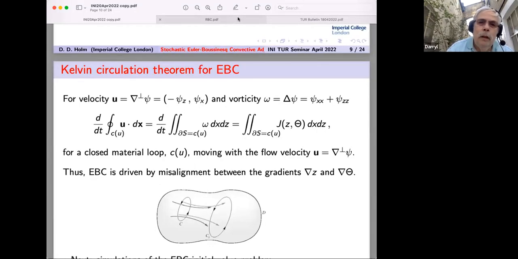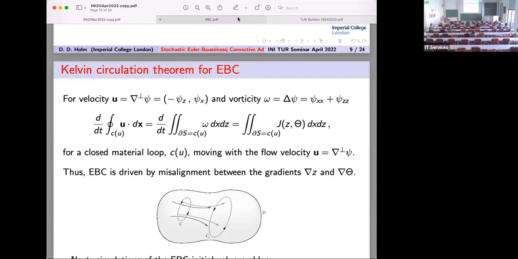So these simulations were done by Pan. The one on the left is the vorticity, the one on the right is the temperature. And you always think of starting with a hyperbolic tangent running from the bottom to the top.